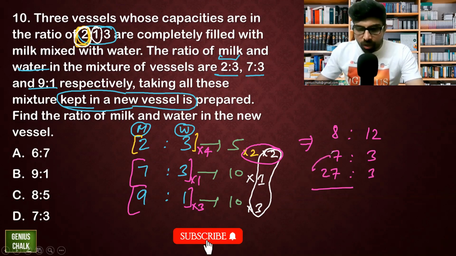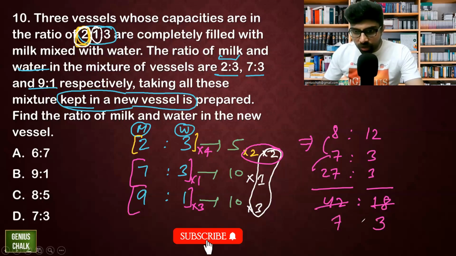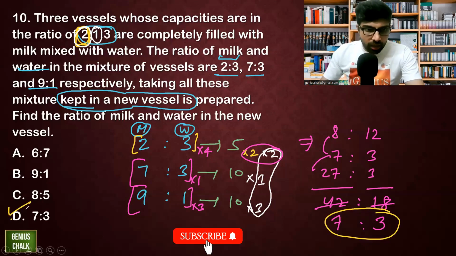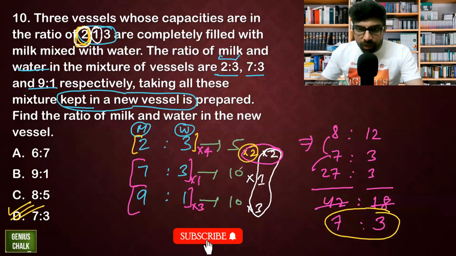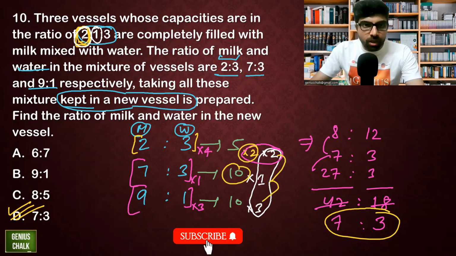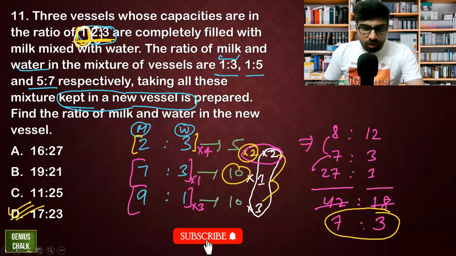How much? 15 or 34 plus 8, 42, and this is 18. 6 7s are 42, 6 3s are 18. So what is my answer? You can see my answer is 7:3. That is option D, right? So remember, whenever the ratio is also given, then consider that ratio also. After making the quantity same, multiply with the respective multiplying factors of the ratio which is given, right? Let's do one more.